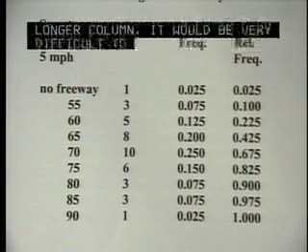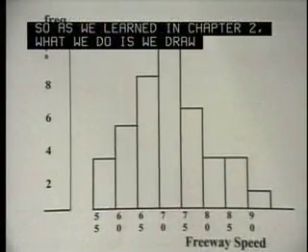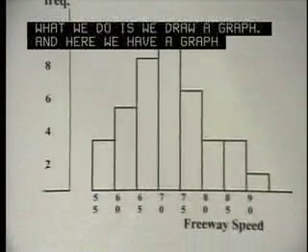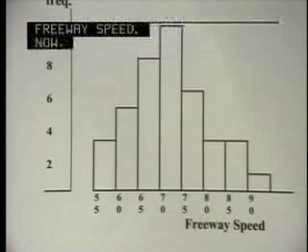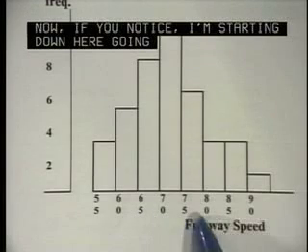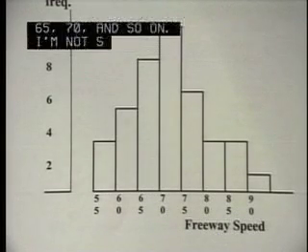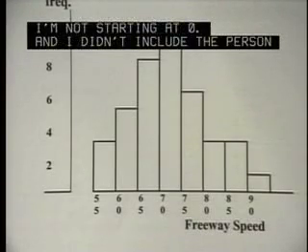So as we learned in Chapter 2, what we do is we draw a graph. And here we have a graph of the freeway speed. Now, if you notice, I'm starting down here, going from 55 to 60, 65, 70, and so on. I'm not starting at 0, and I didn't include the person who said, I don't drive on the freeway.